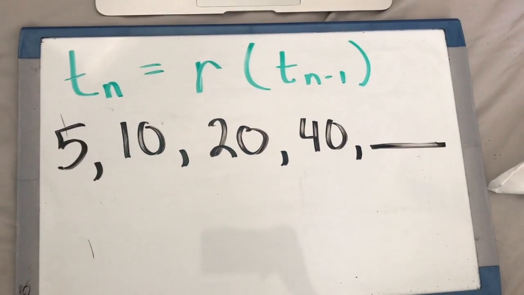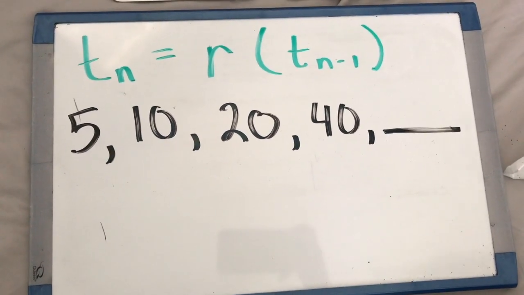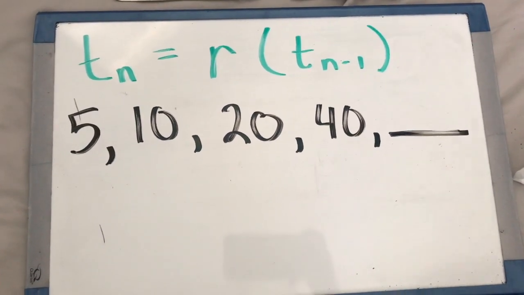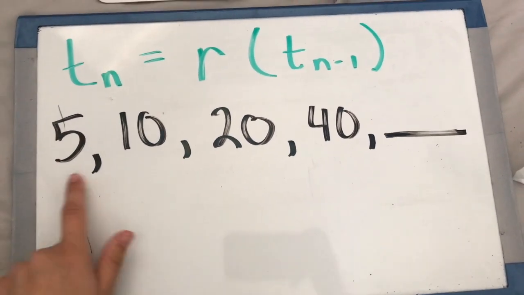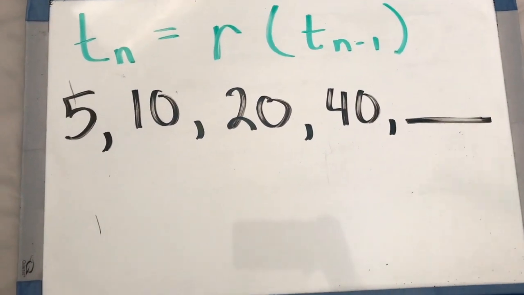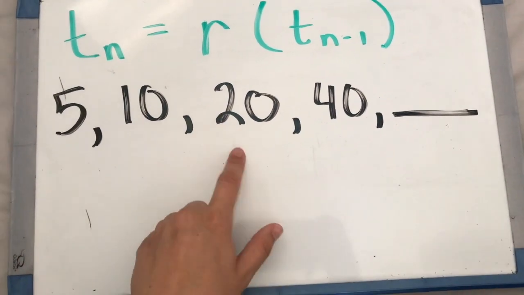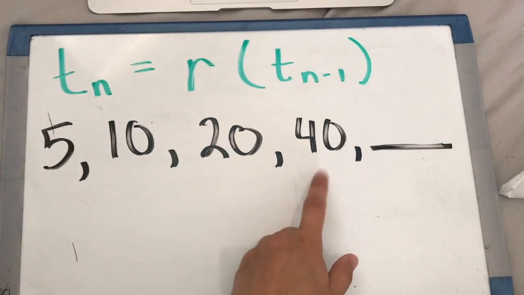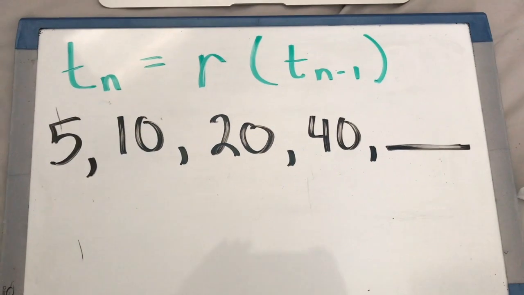Okay, so now we're going to still be looking at the recursive formula, but instead of an arithmetic sequence where we're adding or subtracting, we're going to look at the geometric sequence where we're multiplying. So if we look at this pattern, I can tell that I'm just doubling it every time. So 5 times 2 gives me 10, 10 times 2 gives me 20, 20 times 2 gives me 40, and then we could predict what would come next, but we're going to use the formula just so we can practice with it a little bit.